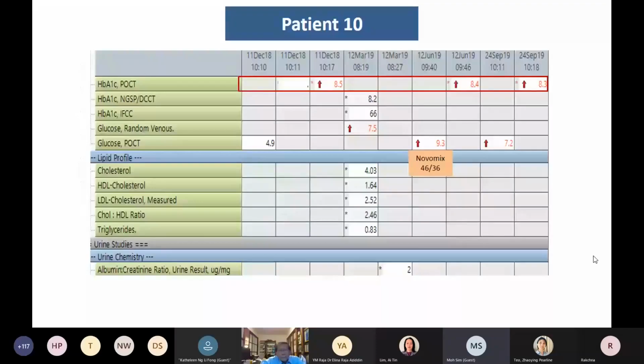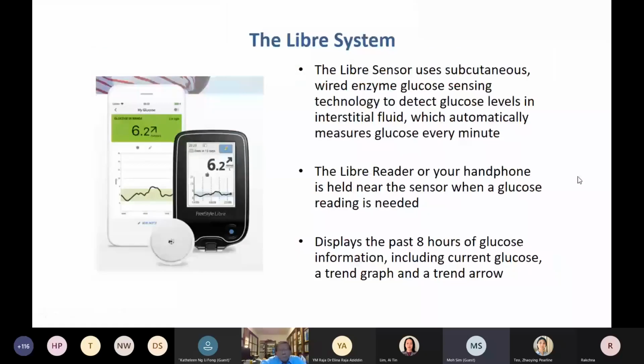So this is patient 10. You can see that from 11th December 2018 for the following year, his HbA1c values were consistently over 8% and remained over 8% despite increases in insulin over the period. So what was actually happening to this patient? Again, this is a reflection that intermittent BGM readings are not necessarily representative of a patient's lifestyle. For this particular patient, he decided to go on the Libre system.